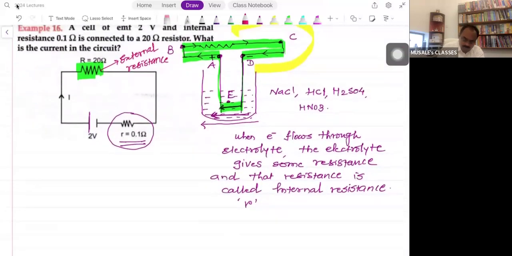Okay, and therefore the formula for potential according to Ohm's law, V is I into (R plus small r).